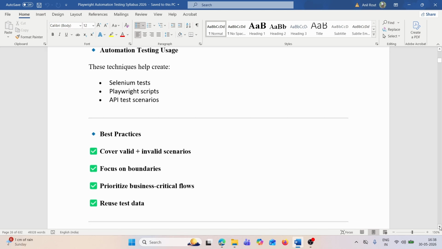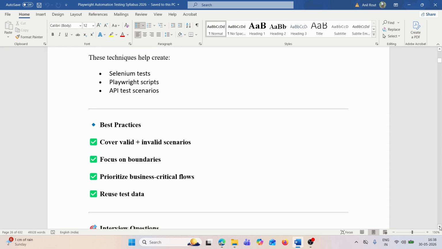What are the best practices? Cover valid plus invalid scenarios, focus on boundaries, prioritize business critical flows, reuse test data.